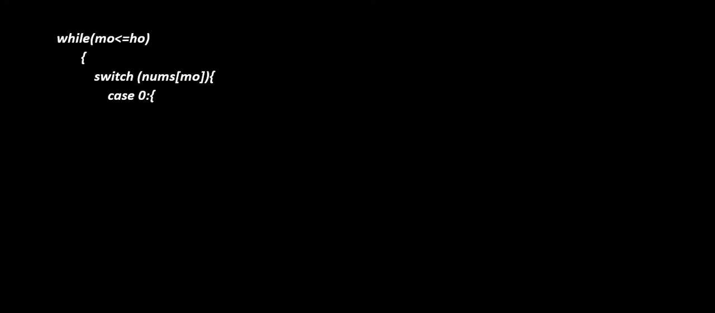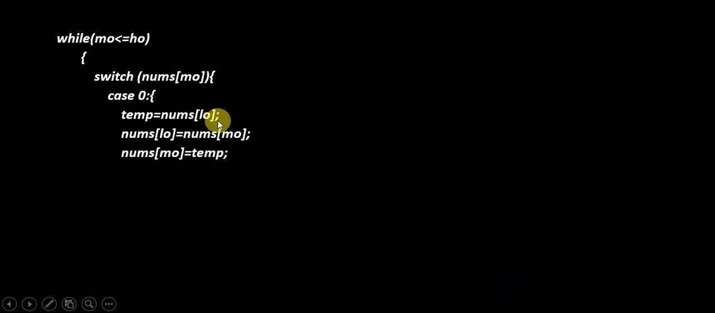Then we'll put our element at index mid in switch brackets. Then for case 0, we just simply have to swap the element at index mid with the element at index low. So you can see from here, we are first storing our element at index low in the temp variable. Then we are storing the value at index low by the element at index mid. Then we'll increment low pointer and mid pointer. Then we'll terminate from this case using break.